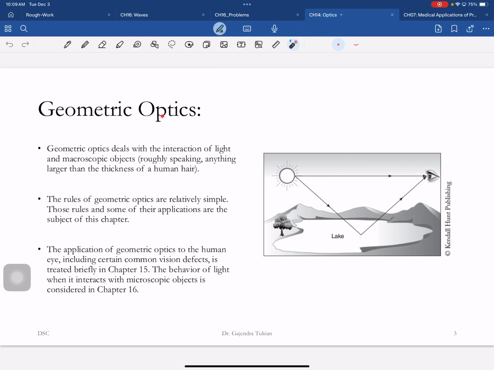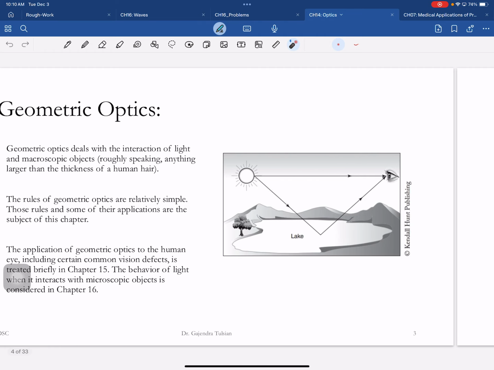Okay, so geometric optics is the study of phenomena where light travels in a straight line. So here's sunlight reaching your eye directly. In fact, you're hardwired in your brain to think that light travels in a straight line, and we'll see the effect of that. So here's light that is reflected off a lake. The rules of geometric optics are relatively simple, so we'll talk about that.